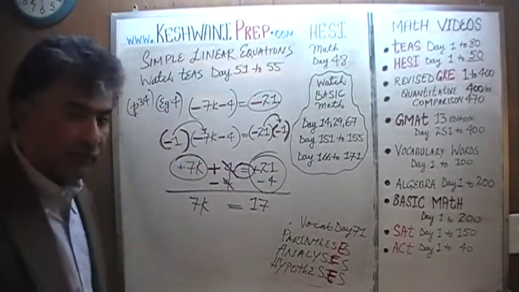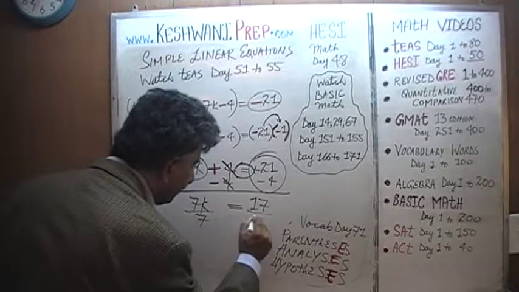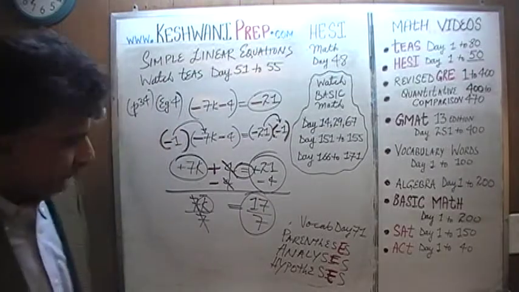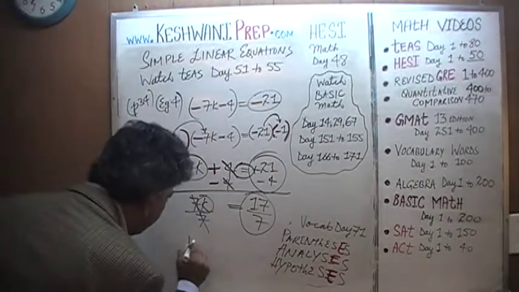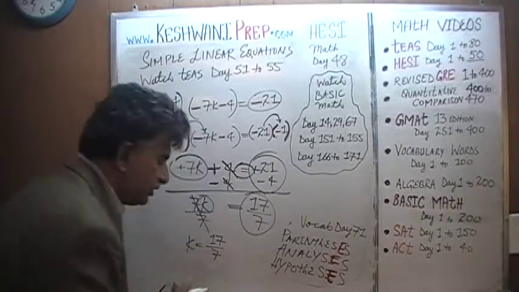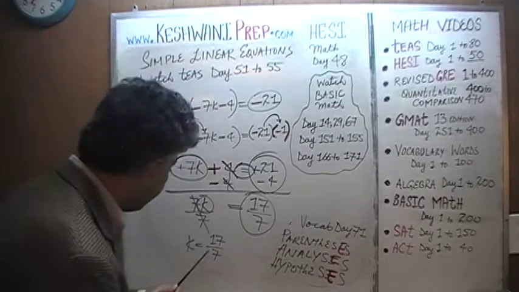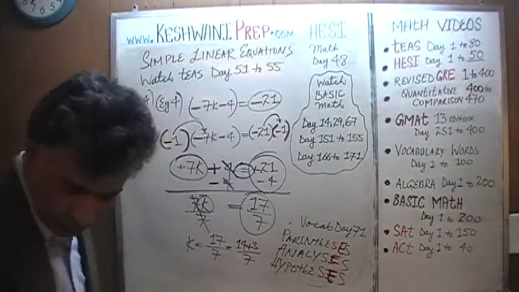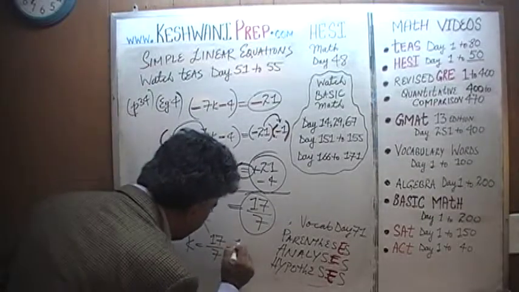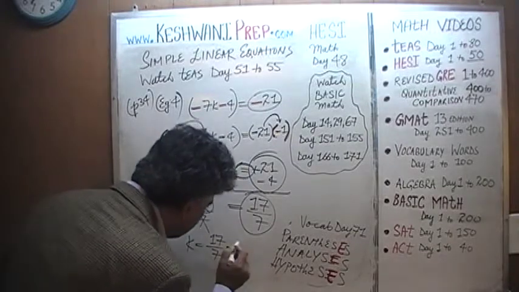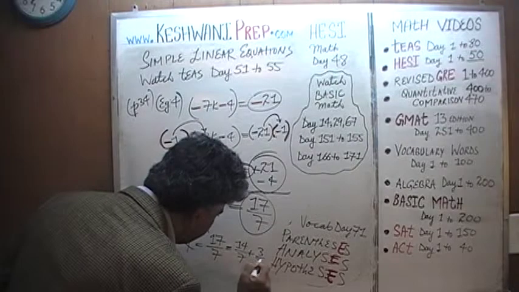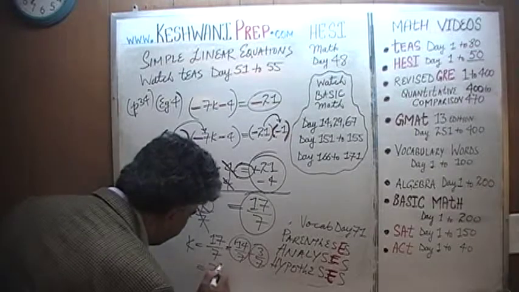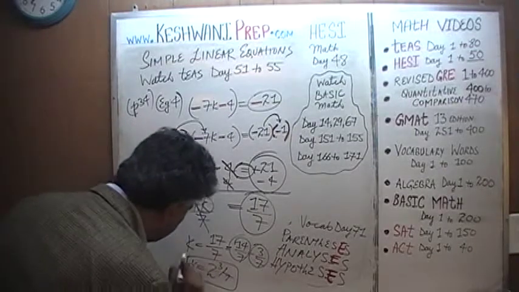We're not interested in the value of 7k, we want 1k, so let's divide both sides by 7. Divide both sides by 7, 7 is going to drop out, and k equals 17 over 7. You can leave it like this if you want, or you can express that as a mixed fraction. 17 over 7 is the same as 14 over 7 plus 3 over 7, which in turn is the same as 2 and 3 sevenths. K equals 2 and 3 sevenths.